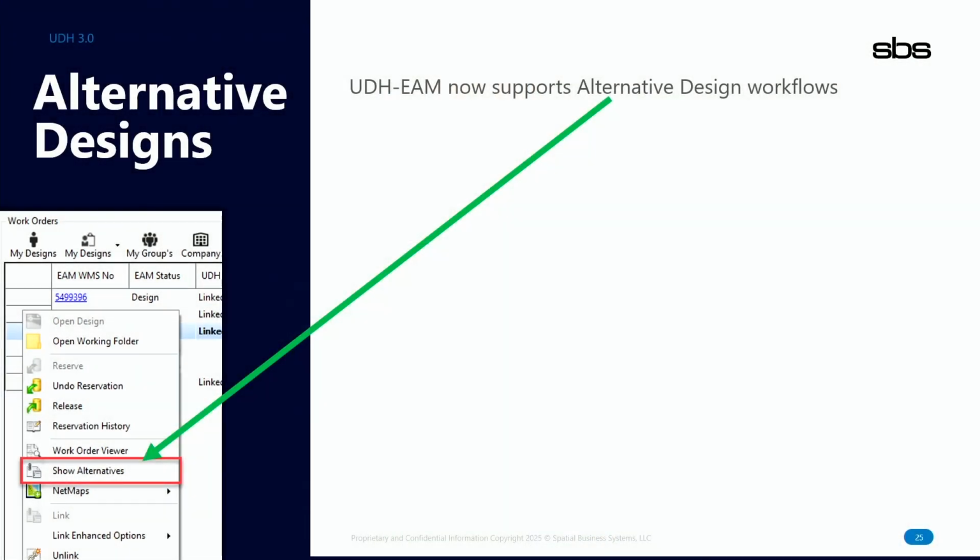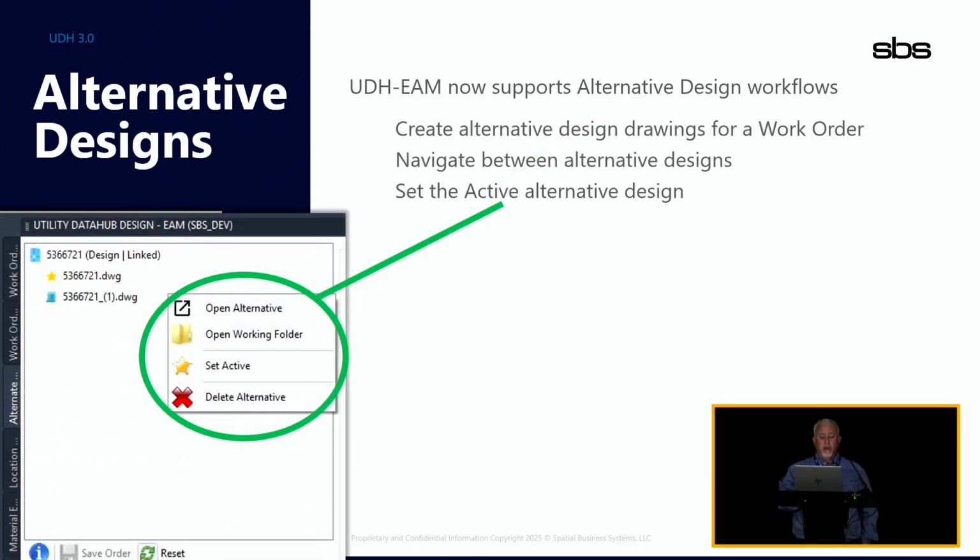So the alternative designs, we now support the alternative design workflow. When you have a design open or you're looking at a design in the work order browser, you can right-click and say Show Alternatives. And that will open up in the palette set a flow there where you can create alternative design drawings for your work order. You can navigate between your alternative designs, and you can set which one you want to be the active design. So what is a use case for an alternative design?